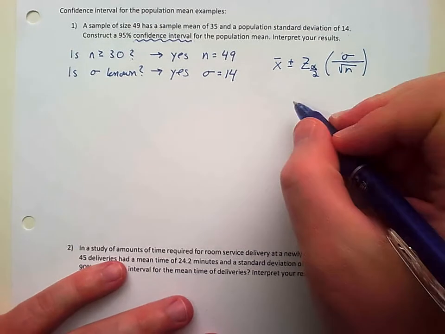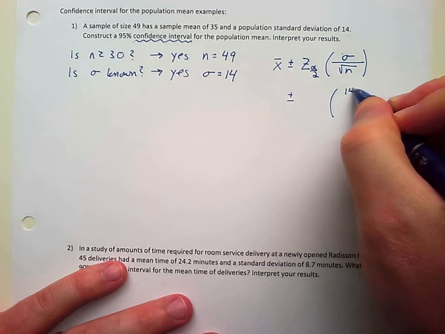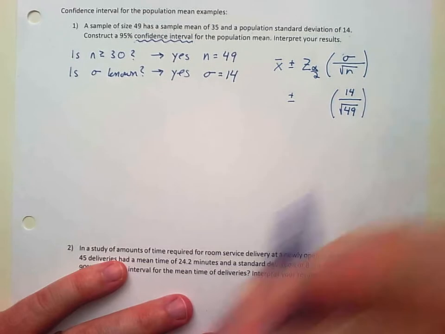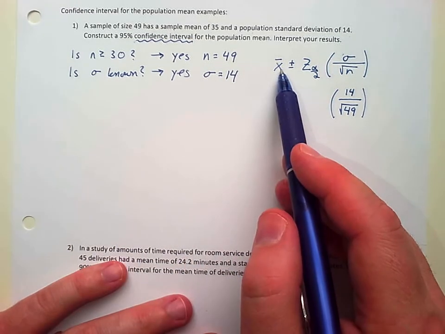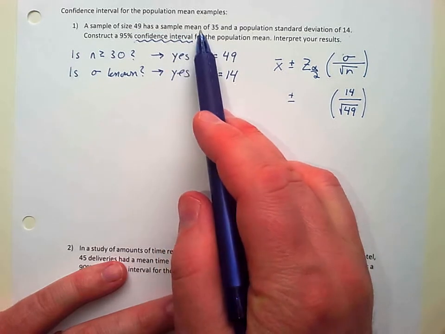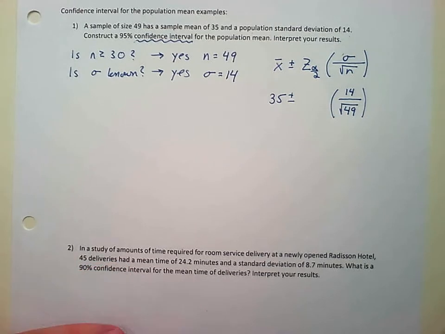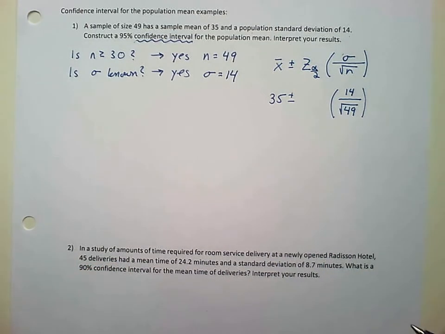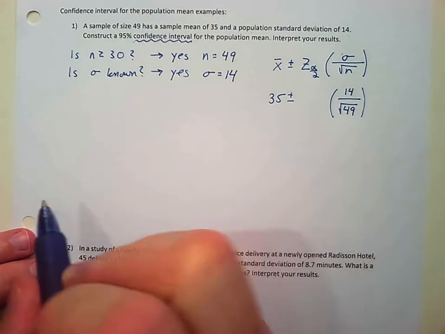Let's try to plug some numbers in there. We already said that sigma was 14, and we already said that little n, our sample size, was 49. So I'm going to plug those in. Now we still need to know what x bar is. Well, x bar is our sample mean, and here it tells us that our sample mean is equal to 35. So the only thing that we still need to know then is z sub alpha divided by 2, but that's where we left off the last lecture video. So let's go ahead and do this one together to jog our memories about this.